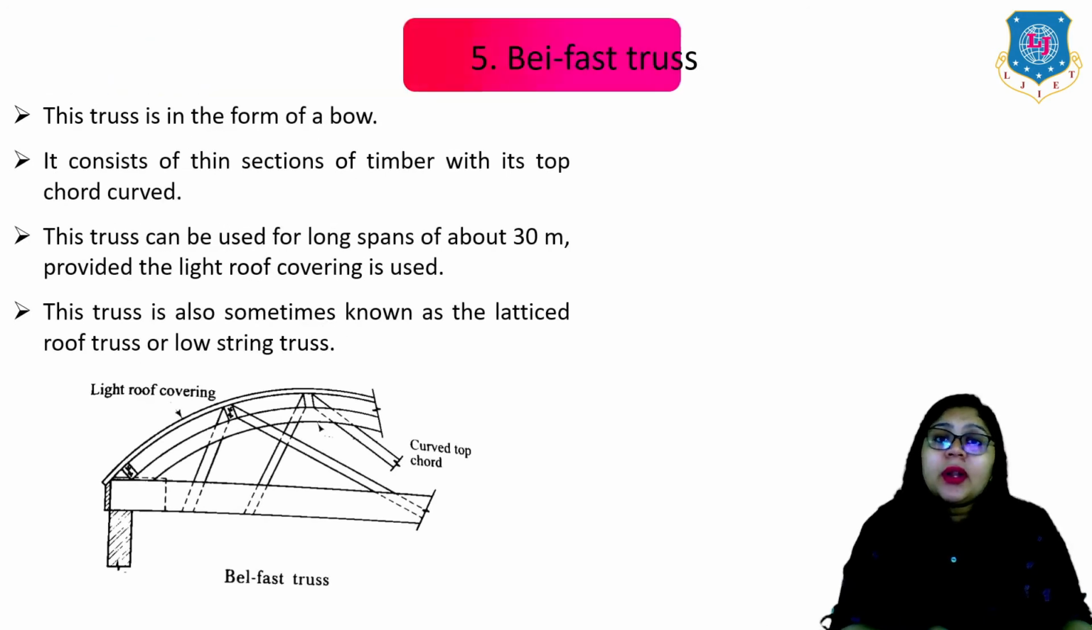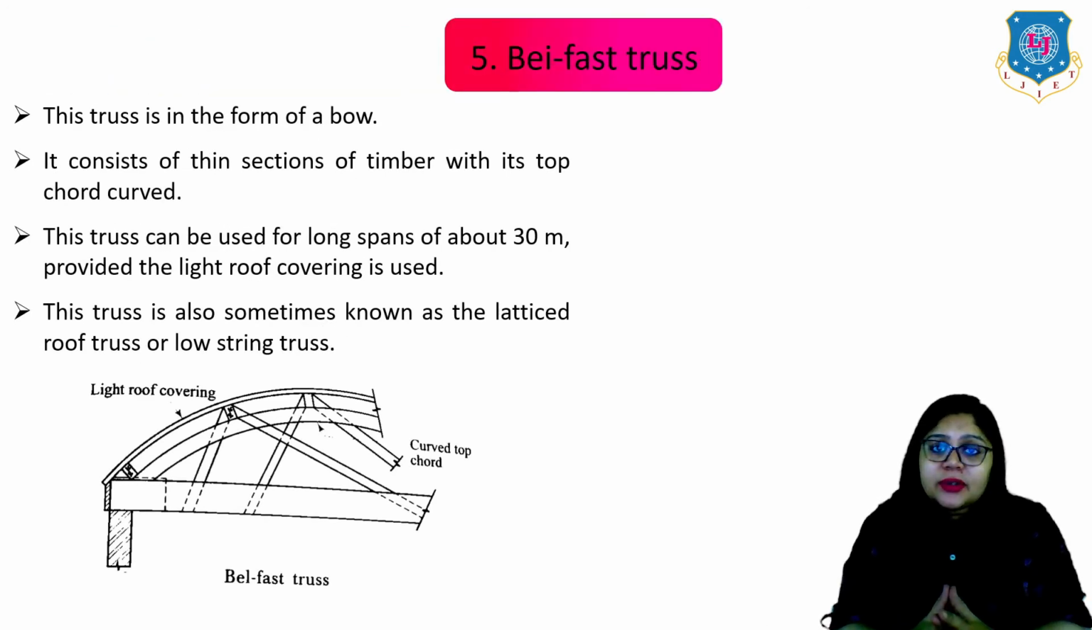Next is the fifth one, bowstring truss. It means it is in the form of a bow. It consists of thin sections of timber with its top chord curved. This truss can be used for a long span of about 30 meters provided a light roof covering is used. This truss is also sometimes known as the latticed or lowstring truss as shown in this figure.